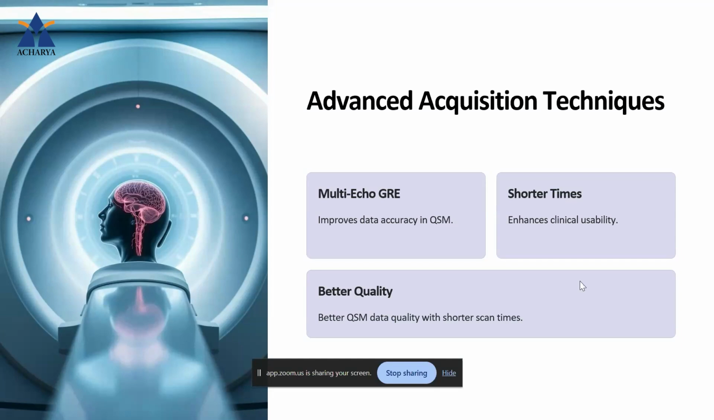Okay, under these advanced acquisition techniques, we have multi-echo, then shorter acquisition times to increase the clinical usability, and the higher resolution gradient sequences. So these advancements will help QSM imaging to be more clinically accessible and can ensure higher quality imaging, and also it can minimize the patient discomfort, right? So we have to make this clinically accessible.